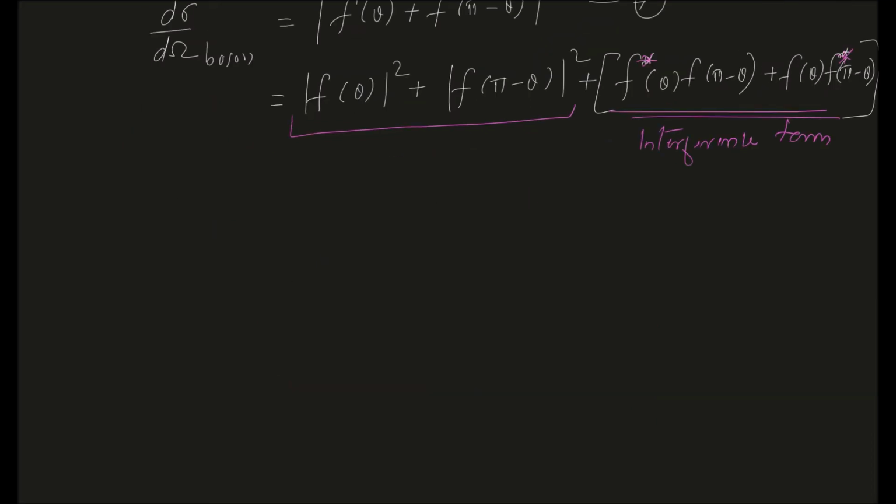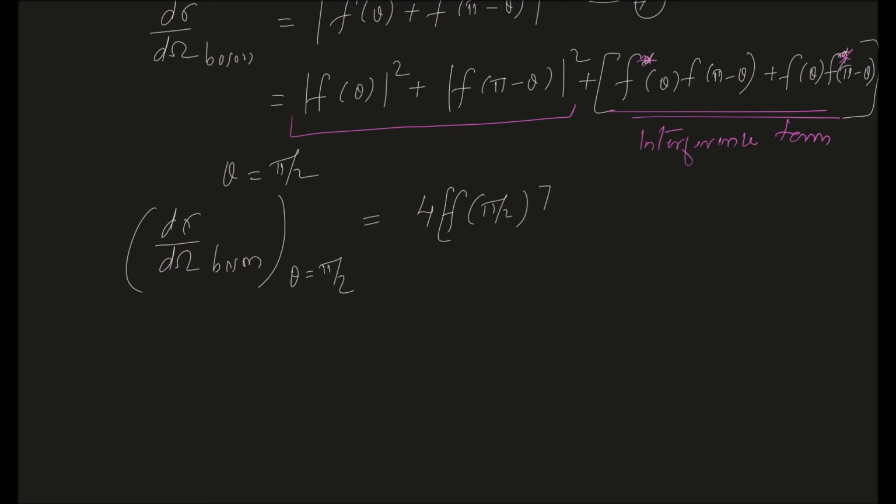So let's consider the differential scattering cross section for the angle theta equal to pi by 2. Then we can write d sigma by d omega for bosons at angle theta equal to pi by 2. If you take theta equal to pi by 2, your f of theta and f of pi minus theta both will be identical. So you will have totally 4 terms. So you can write it as 4 times the modulus square of f of pi by 2, because in this case pi minus pi by 2 will again be pi by 2. So these terms will represent the same angle, pi by 2.